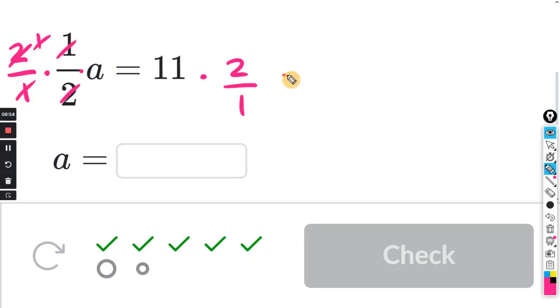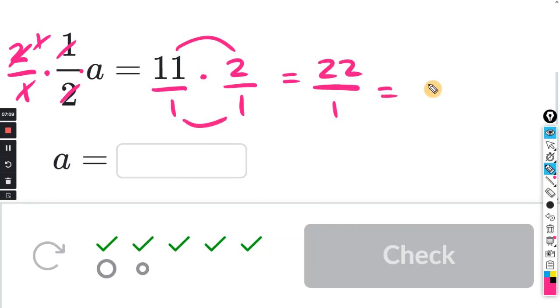On the right-hand side, the denominator on the 11, you can make it a 1 if you need to. In the numerator, 11 times 2 is 22. Denominator, 1 times 1 is just 1. And 22 over 1 just equals 22.